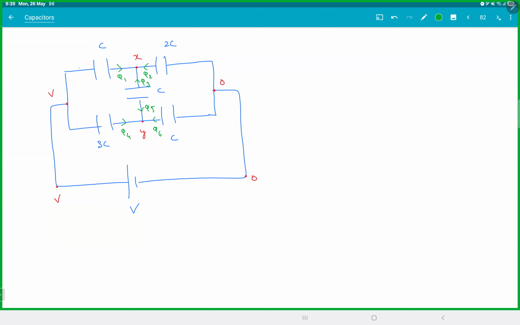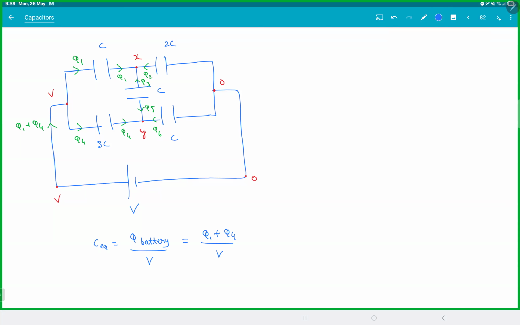If you look at this branch, here the charge is going Q1, and here the charge is going Q4. That means from the battery, you're getting a charge of Q1 plus Q4. Do you agree with that statement? That means C equivalent is nothing but the charge flowing through the battery divided by the voltage of the battery. So find (Q1 plus Q4) by V. If I know how much charge is going through the battery and divide by potential, I should get C equivalent.